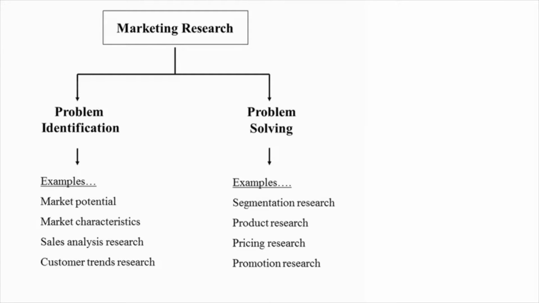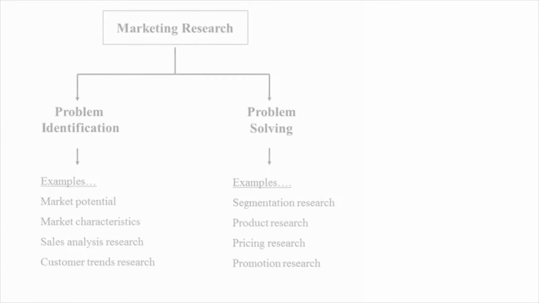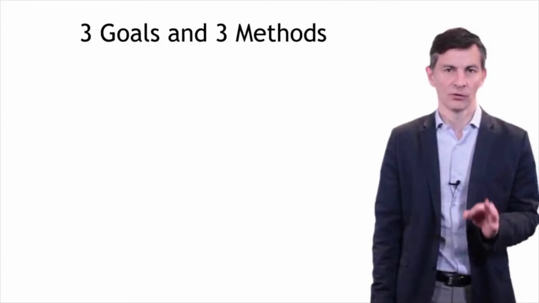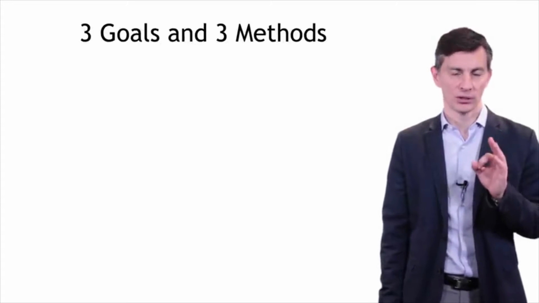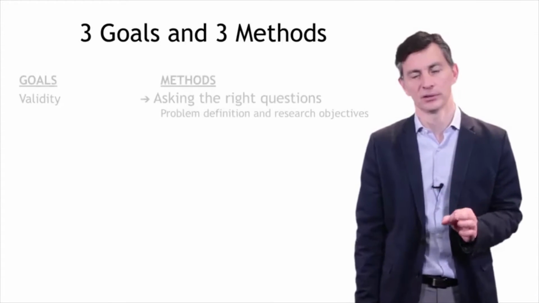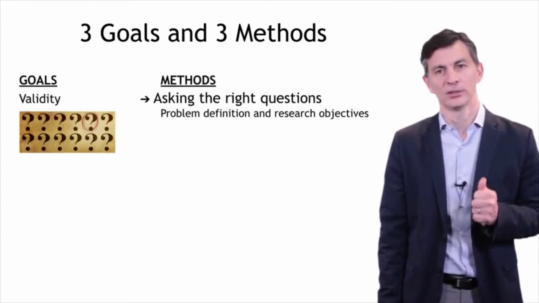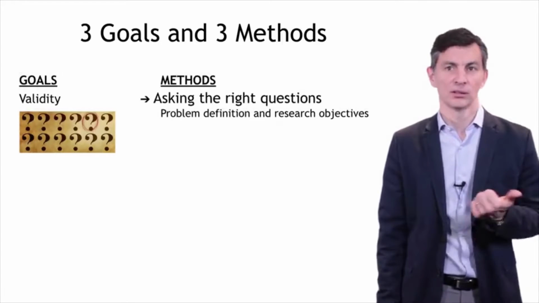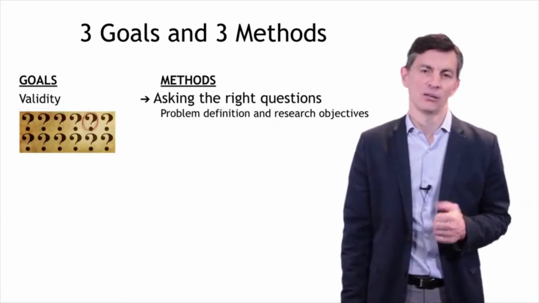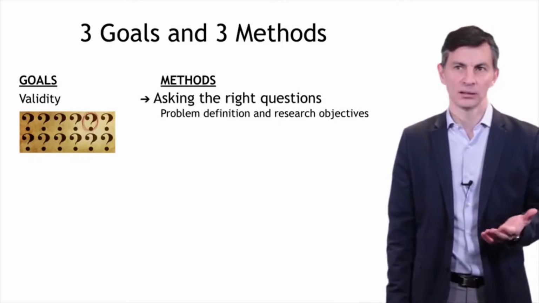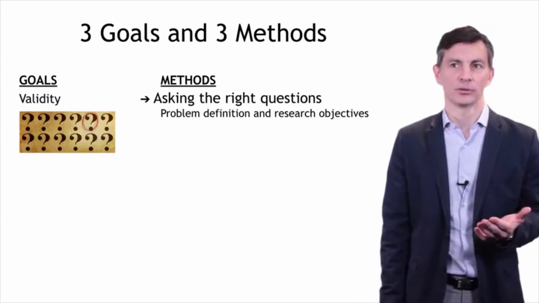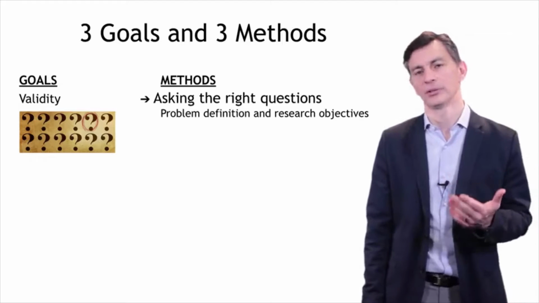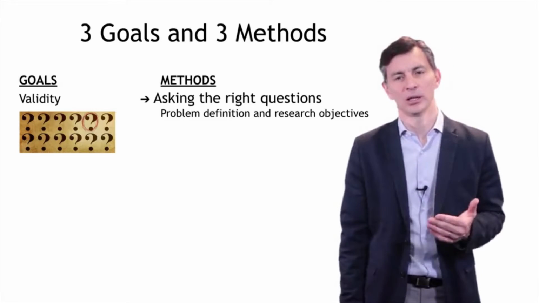Irrespective of the type of problem that you're trying to solve, marketing research has to accomplish the following fundamental 3 goals, which are of essence in all marketing research. First of all, the research needs to be valid, or solve the problem of validity. Validity fundamentally entails asking the right questions. So the problem definition and the research objectives need to be appropriate.